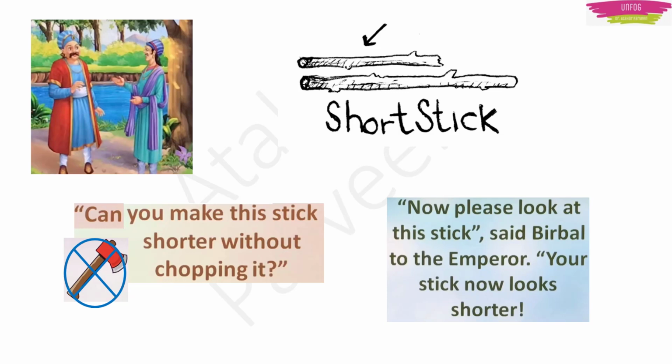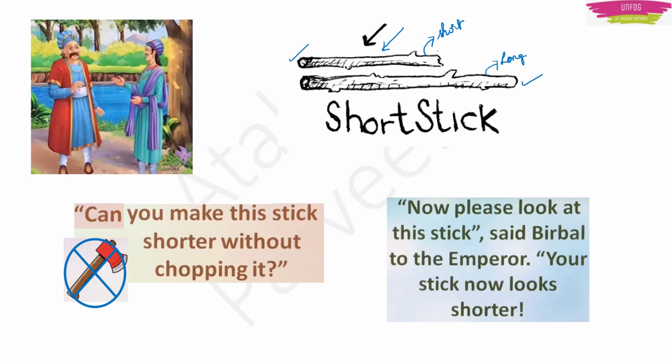So wise he was, right? You also agree with me, right? See, this was the stick given by Akbar. Birbal laid it down on the ground and then kept this longer stick beside the given stick. Now which is the shorter stick? This is the shorter stick and this is the longer stick. Without cutting that bamboo stick, Birbal showed Akbar that the stick is shorter.